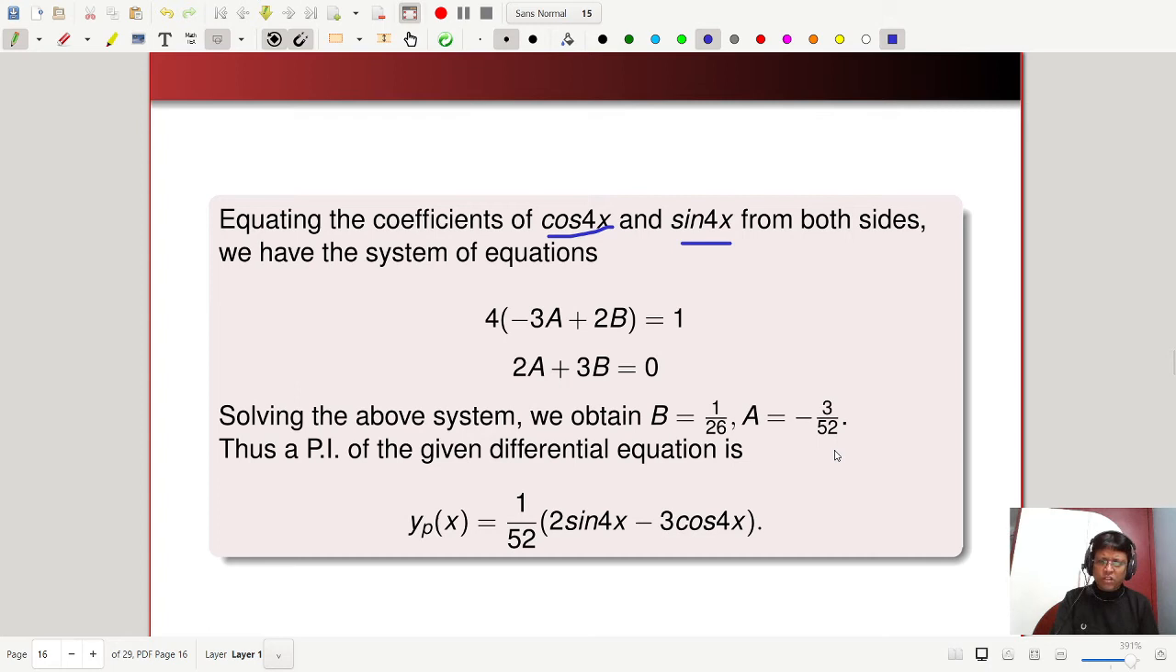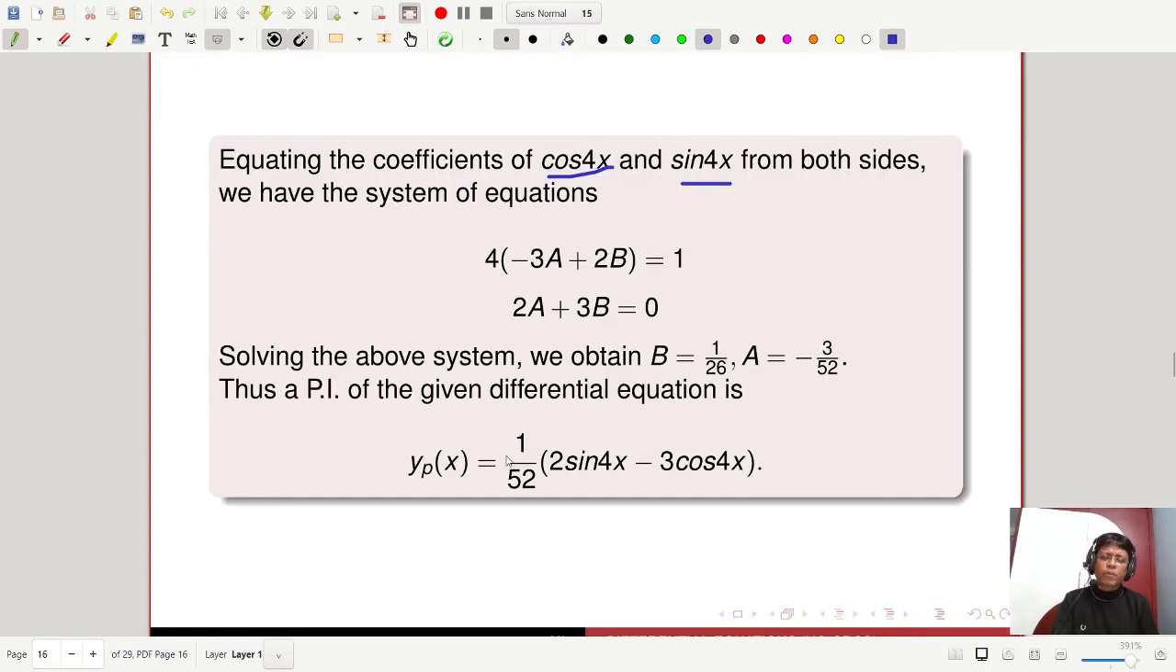You can verify the result also by yourself. So finally, you will get the yp as 1 by 52 times (2 sine 4x minus 3 cos 4x). And you can write the complete primitive y equal to yc plus yp. So this is how you can deal with the problems of Rx if Rx is a sine or cosine function of x.